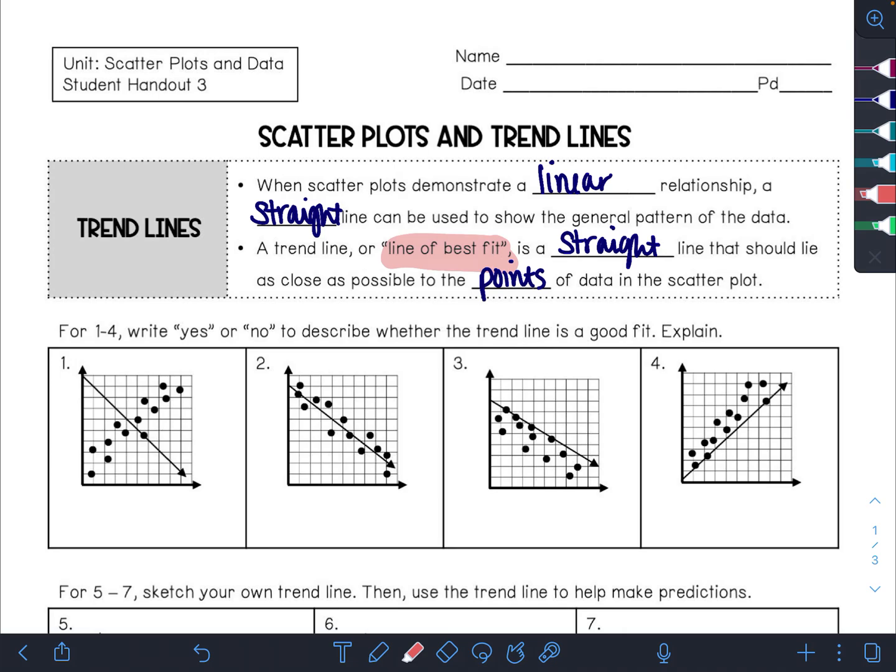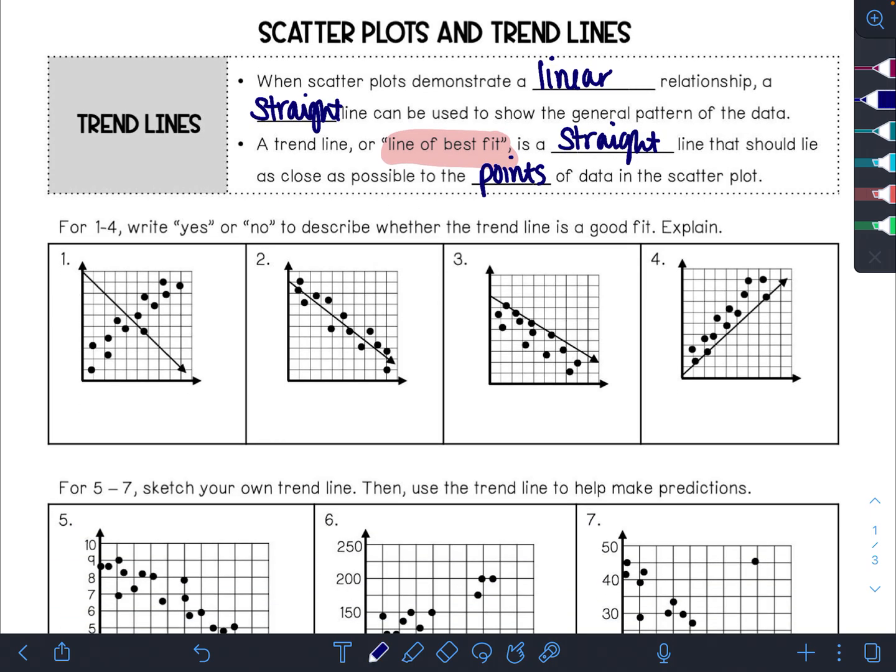A line of best fit is a straight line that should lie as close as possible to the points of data in a scatter plot. So if we're looking at these trend lines that they've drawn on here, if you look at this first one, our data is going this way. So our trend line would not work. This would be no, because it is the wrong way.